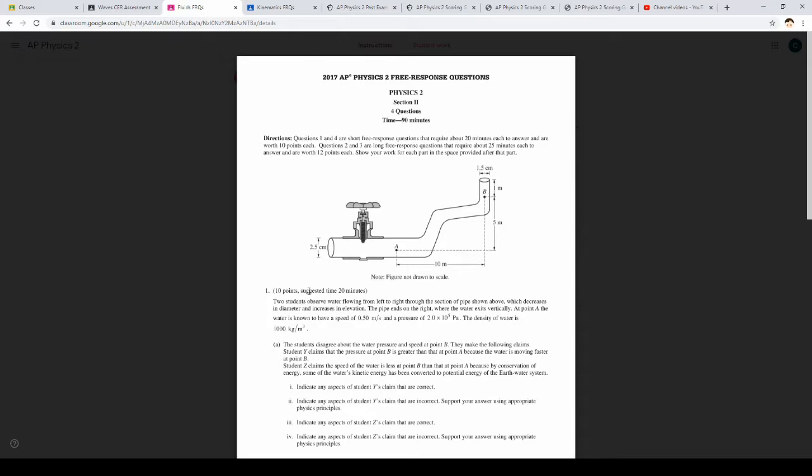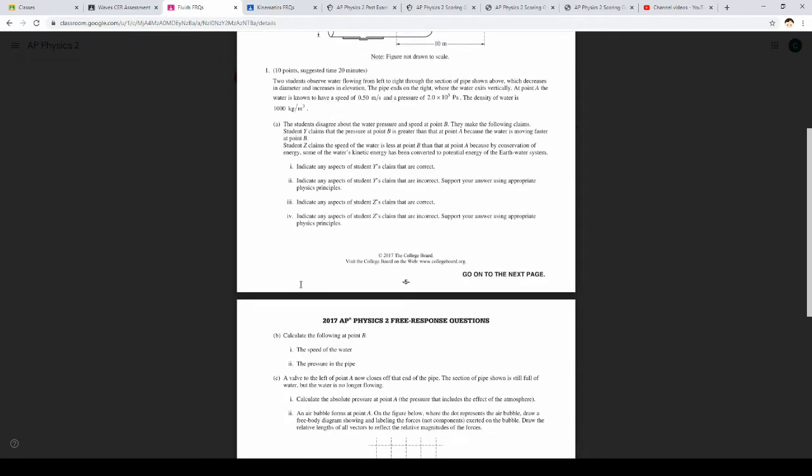At point A, the water is known to have a speed of 0.5 meters per second and a pressure of 2 times 10 to the 5th pascals. The density of water is 1,000 kilograms per cubic meter. Part A, the students disagree about the water pressure and speed at point B. They make the following claim.